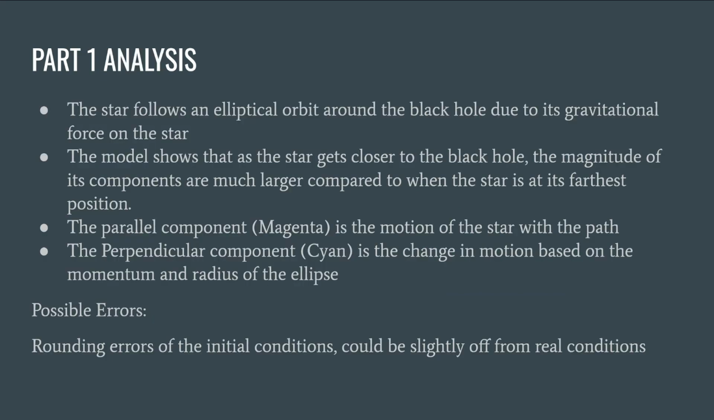We see that the star follows a slightly elliptical path around the black hole due to the black hole's gravity. As the star got closer, the momentum increased for the star and it rapidly swings around the black hole, showing an increase in the components' magnitude as a result. Some possible errors are solely based on the initial conditions, where rounding errors could slightly skew away from the real-life conditions.